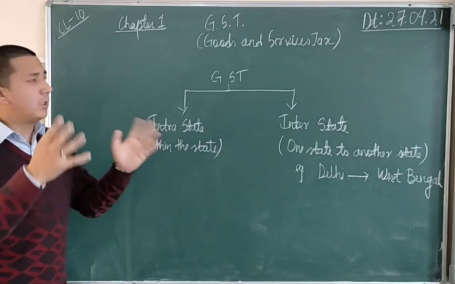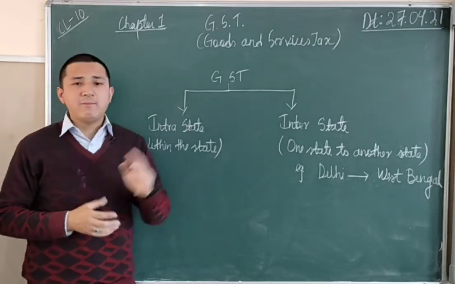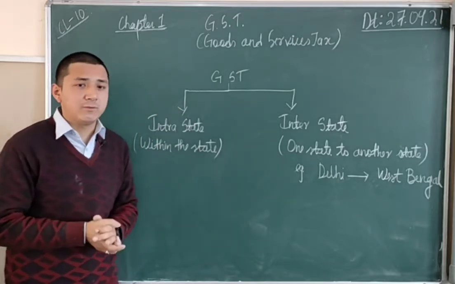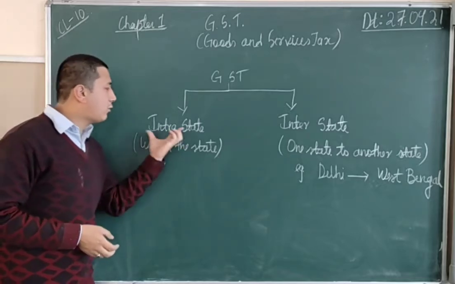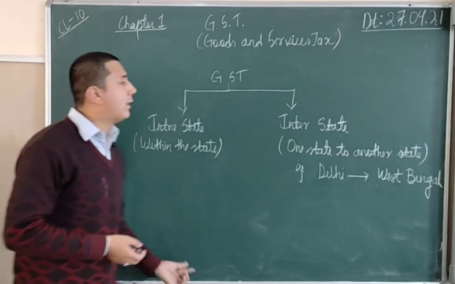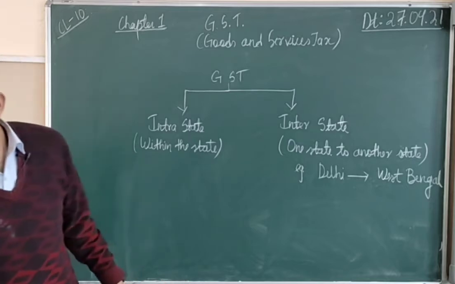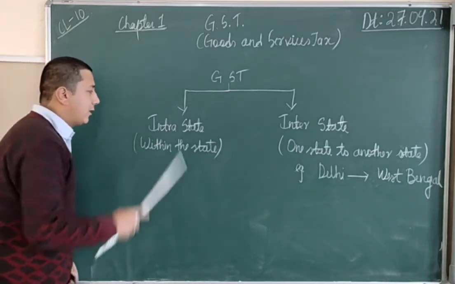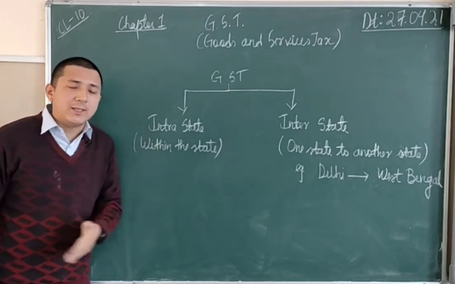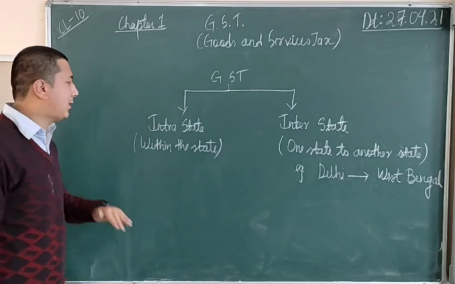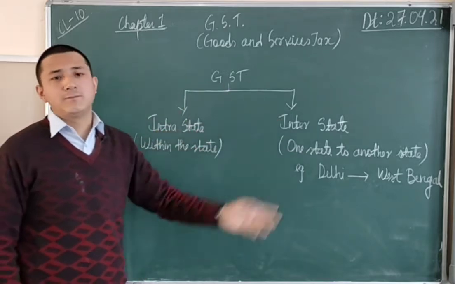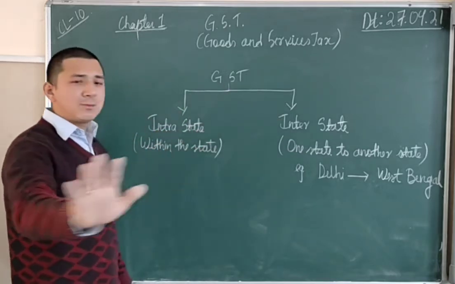Okay. Now, there will be two types of GST we will be learning in this chapter. One is intra-state and the other one is interstate. So you have to go to the words. Intra means within the state. Are you understanding my point? Within the state. And inter means from one state to another. Try to make it as simple as possible.